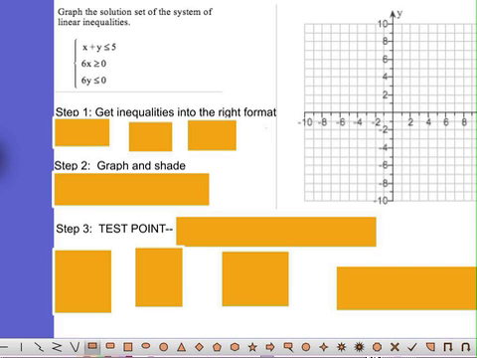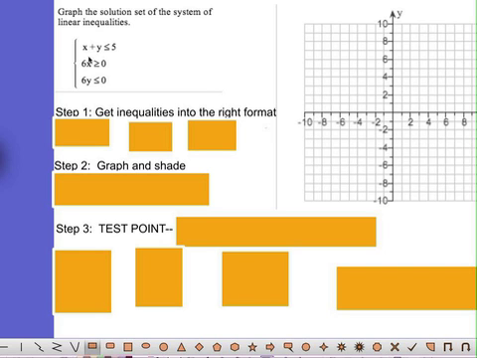Here we're going to graph three inequalities. We have x plus y is less than or equal to 5, 6x is greater than or equal to 0, 6y is less than or equal to 0. Step 1, get all the inequalities into the right format.